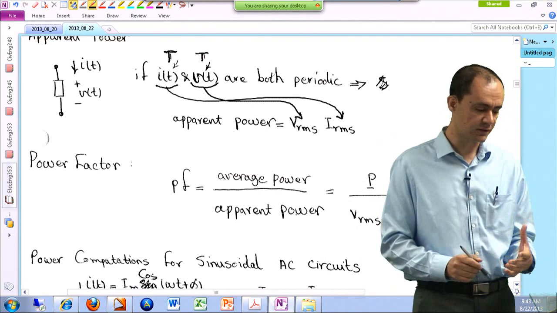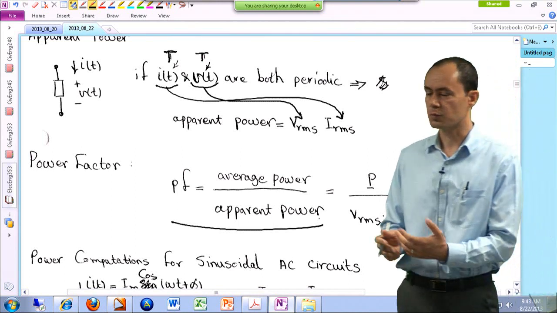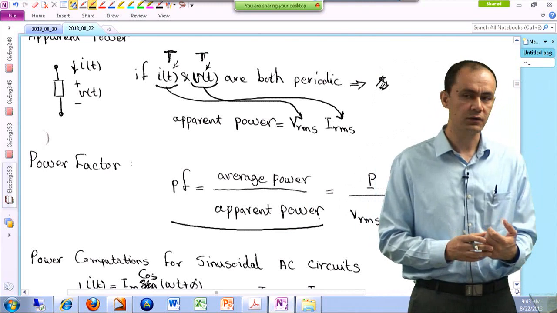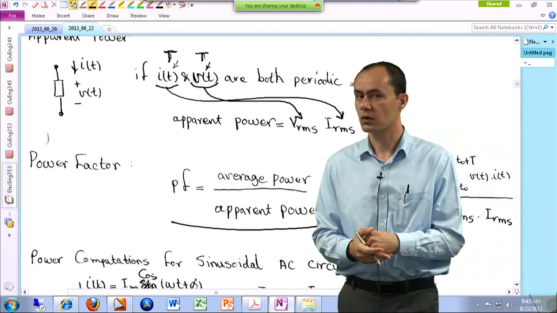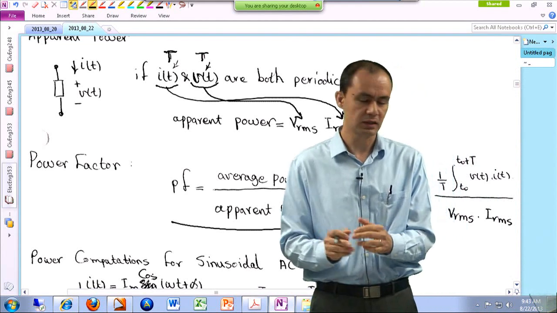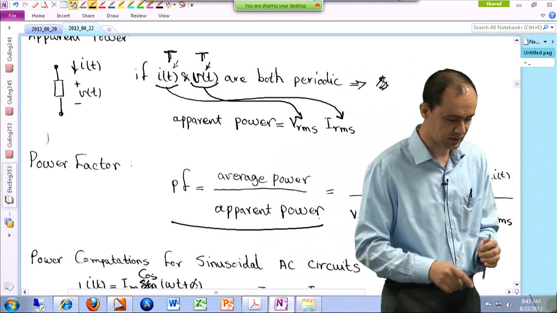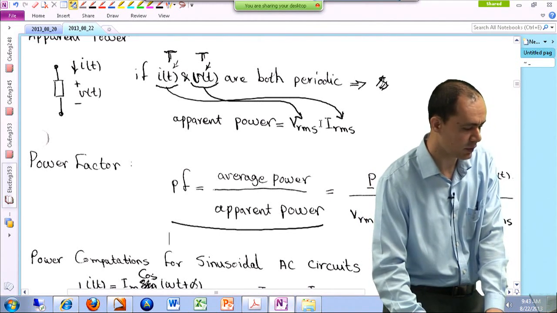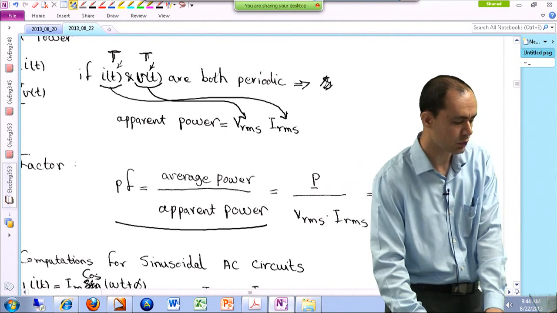So power factor by definition is defined right over here. Power factor, or PF, stands for power factor, is the ratio between the average power and the apparent power. Earlier we discussed what the average power is, which was the integration over one period of the instantaneous value of the power. And apparent power is already defined up here, which is V RMS times I RMS. And there you go, you are in business.